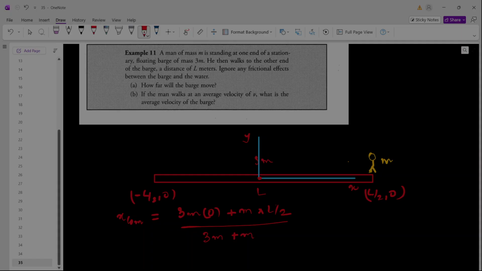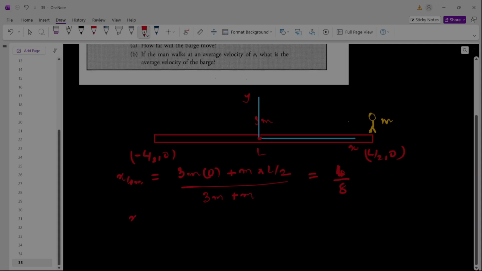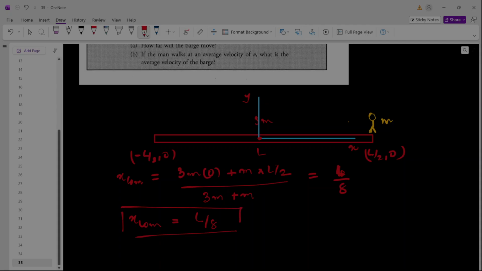So this becomes 0. So my x-com turns out to be, m will cancel out, L divided by 8. So my x-com will be L by 8, right?